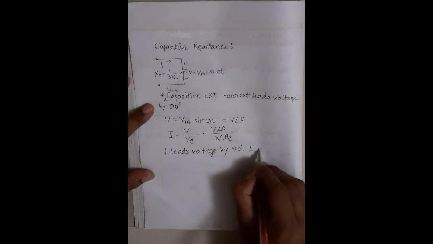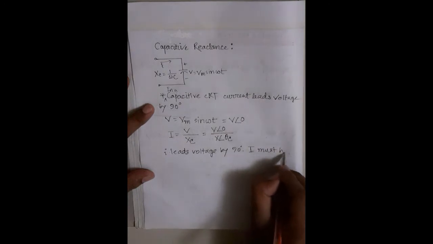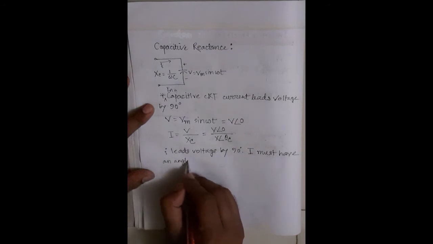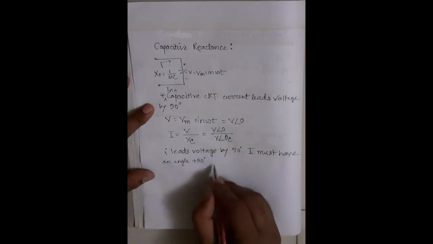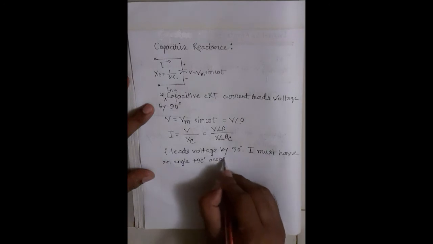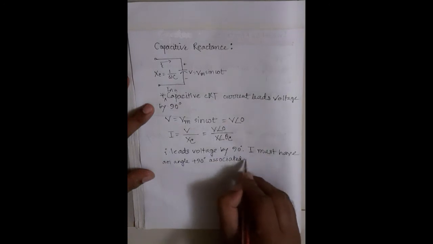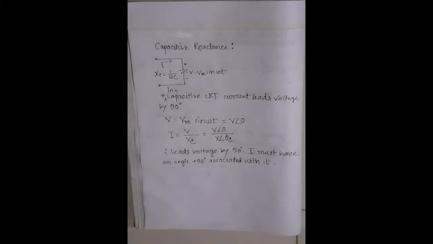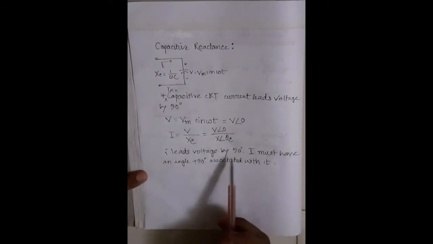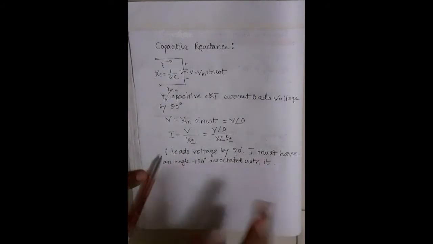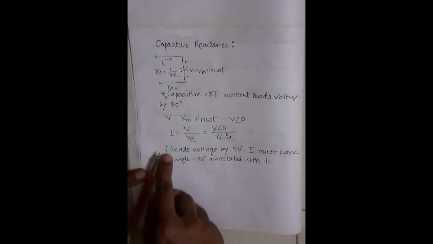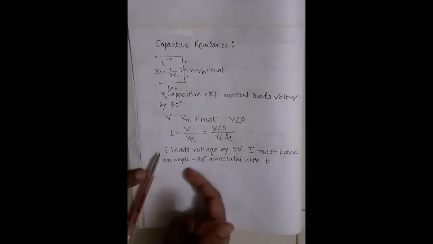So I must have an angle of plus 90 degrees associated with this one. Can we say this? Is it fair enough to write this one? Yes, of course, because I is leading the voltage by 90 degrees, so it must be having an angle of 90 degrees. So this is a thumb rule. It is leading with an angle of 90 degrees.